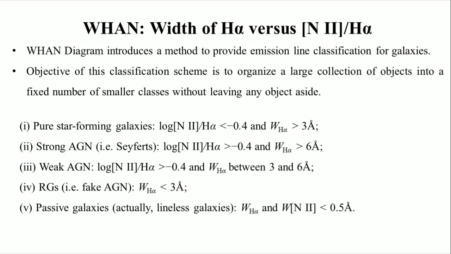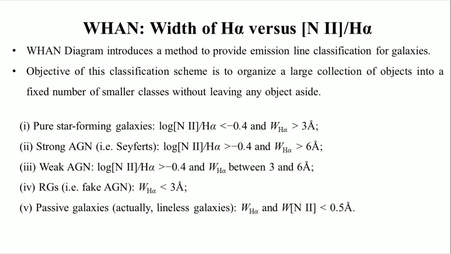From the modules, you would already know the criteria on the basis of which the WHAN diagram puts emission lines into different classes. The main emission lines that we're using are the [N II] line and the H alpha line, and the other aspect of the emission line which we're using is the width of these emission lines.